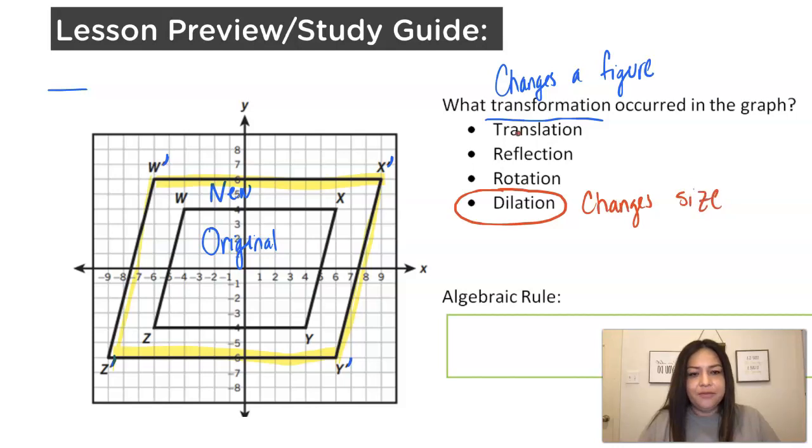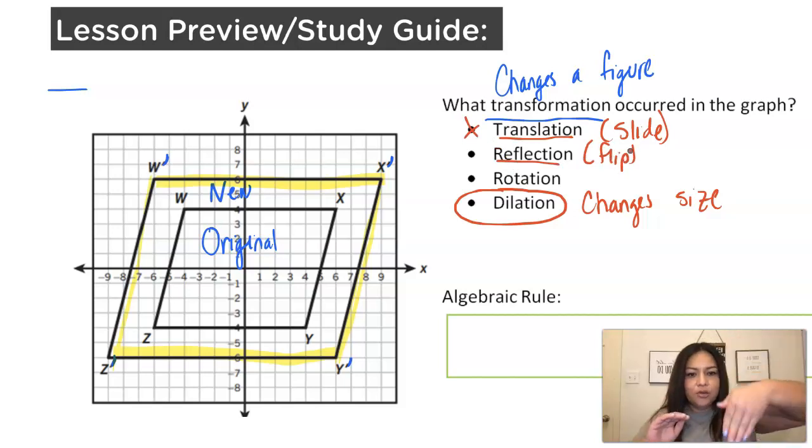The others do not. Like, for example, a translation, that one is a slide, meaning we either slide to the right, left, up, down, or a combination of the two, which is not what happened right here because I know that the size changed. In a translation, the size doesn't change, so I know that one's not it. A reflection is more of a flip, and we can flip a figure across or over the x-axis or flip it across or over the y-axis, and in that case also the size doesn't change, but I know the size changed on this one, so this cannot be it.